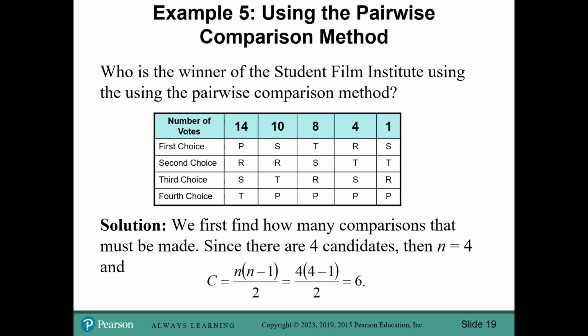In order to do this, we need to know how many comparisons we're actually going to have. Okay, so we're going to use that comparisons formula, n times n minus 1 over 2. We're going to plug in 4 since we have 4 candidates, P, R, S, and T. So we plug in 4, and we get 4 times 4 minus 1 over 2, which simplifies down to 6. There are 6 comparisons that we have to make with these candidates.